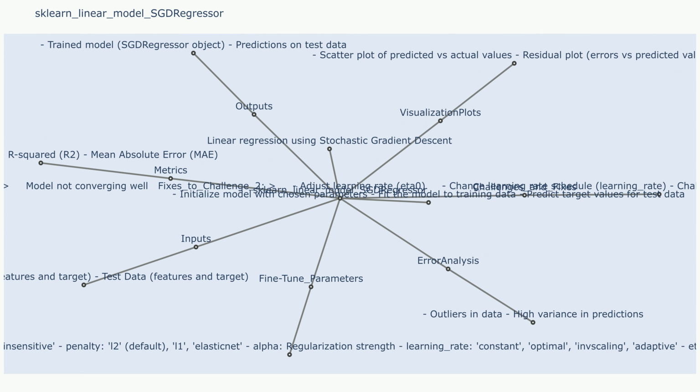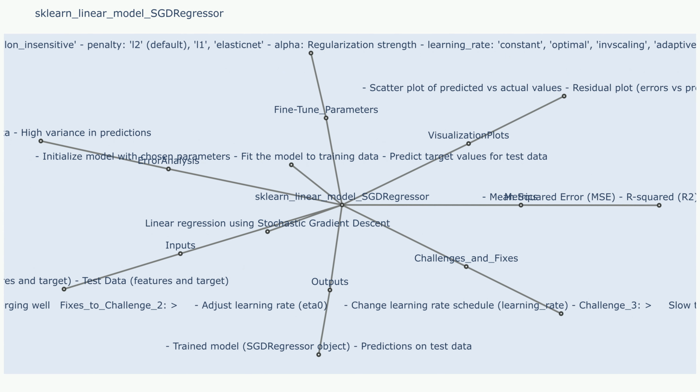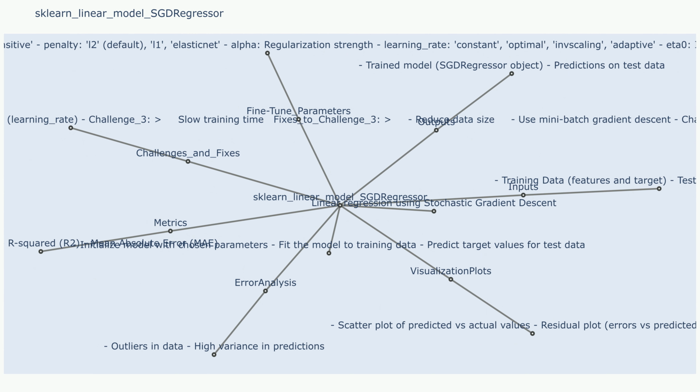Challenge 1. Slow convergence. Gradient descent can be slow to converge, especially on large datasets with complex relationships. Sample use case: training an SGD regressor on a large dataset with a high number of features and a complex target variable. Fixes. Increase the maximum number of iterations, max_iter. Use a more efficient learning rate schedule, inverse scaling or optimal. Reduce the batch size. Consider using a different optimization algorithm, e.g.